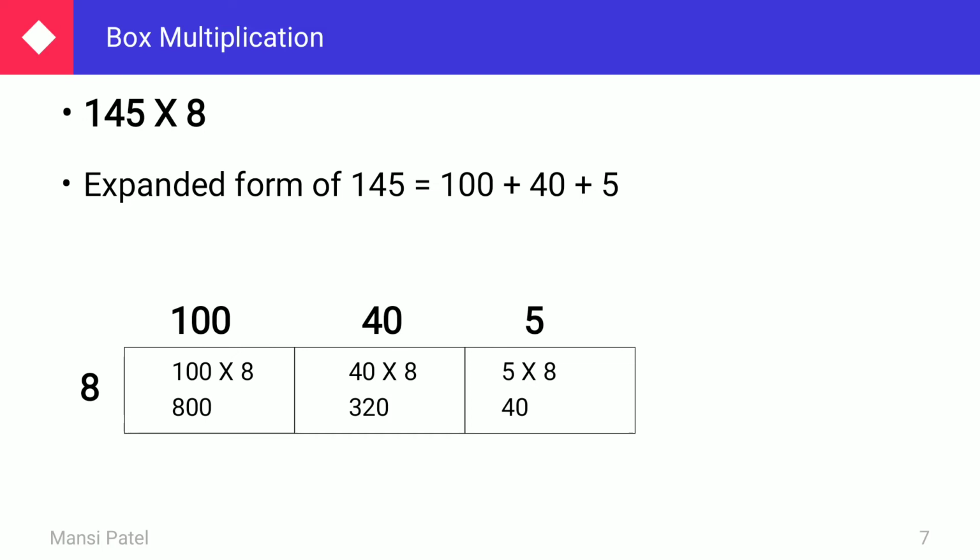Now the next step is that after the multiplication of the numbers, we have to add all the answers of the multiplication. So this 800, 320 and this 40 are the answers of multiplication. So we have to add these three numbers: 800 plus 320 plus 40. So the answer is 1160. So whenever you are doing the multiplication of 145 multiplied by 8, your answer is 1160.